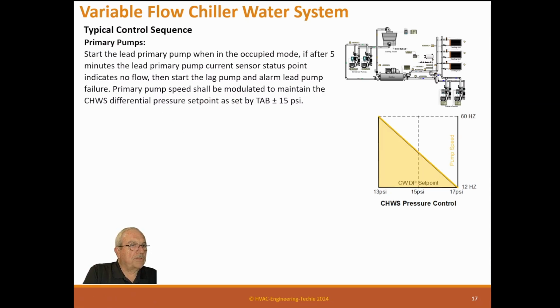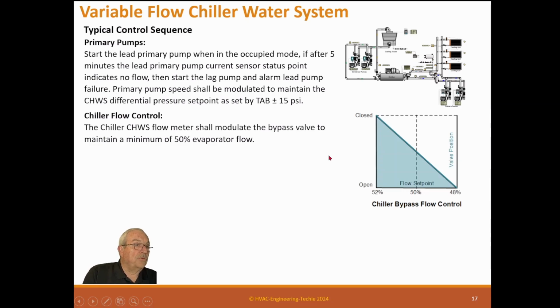Okay, primary pumps. Start the lead primary pump when in the occupied mode. After 5 minutes, if the lead primary pump current sensor status point indicates no flow, then start the lag pump and alarm lead pump failure. Primary pump speed should be modulated to maintain the chill water supply differential pressure set point, plus or minus 15 psi, whatever that happens to be. And here you see I have 15 psi as a set point, and at 13 psi it's at maximum hertz on the pump motor, and at 17 psi, it's at minimum. The pump is going to modulate between those, trying to maintain that 15 psi set point.